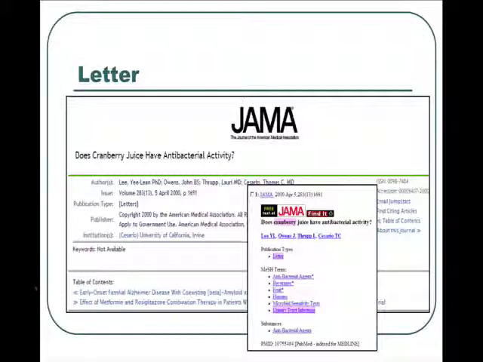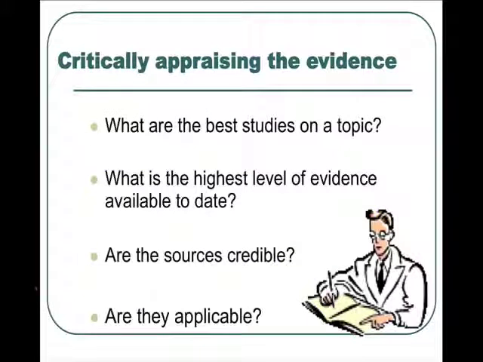Now that we've found some articles at different levels of evidence, we need to think about how to appraise what we have found. What are the best studies? What is the highest level of evidence that you've found, and does it apply? Are the sources credible? And are they applicable to your particular research point or situation?